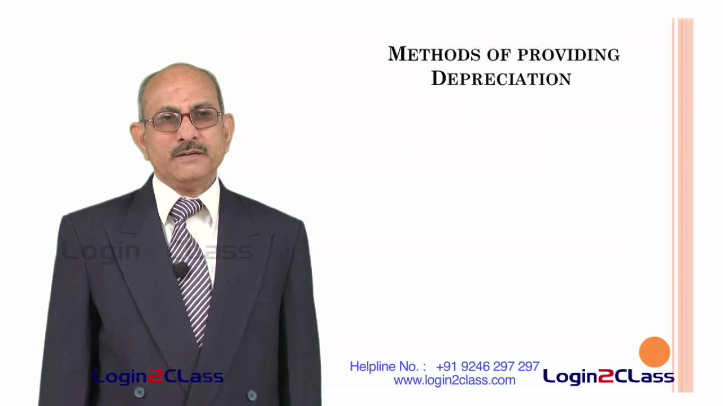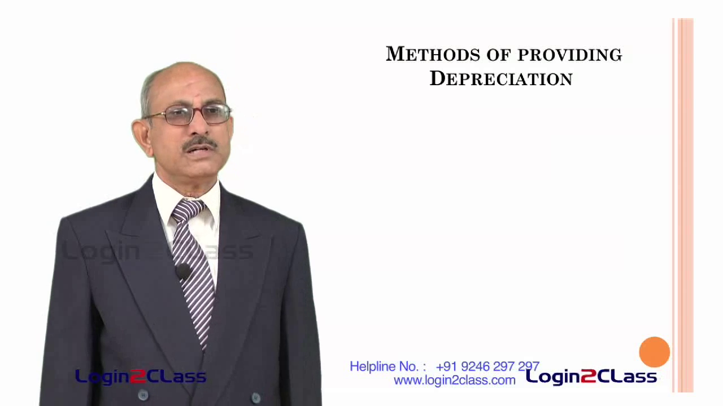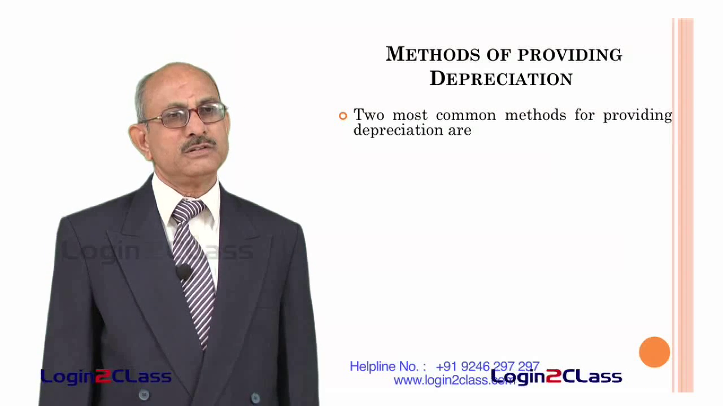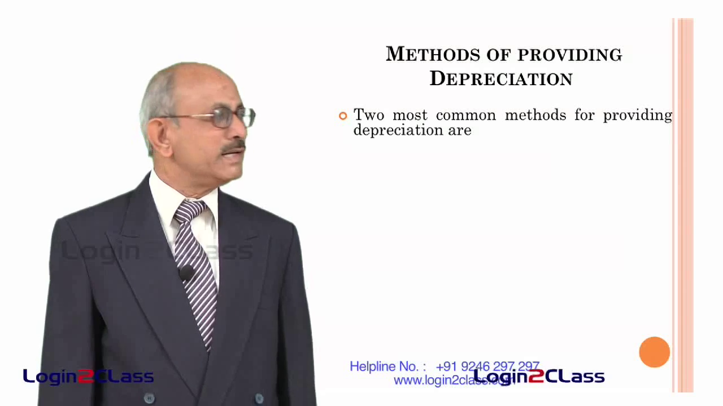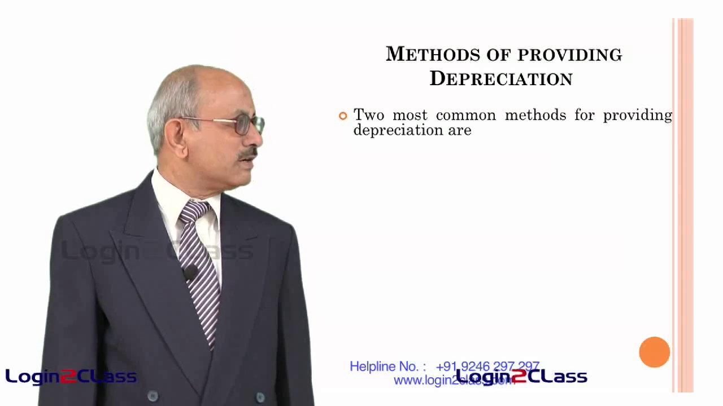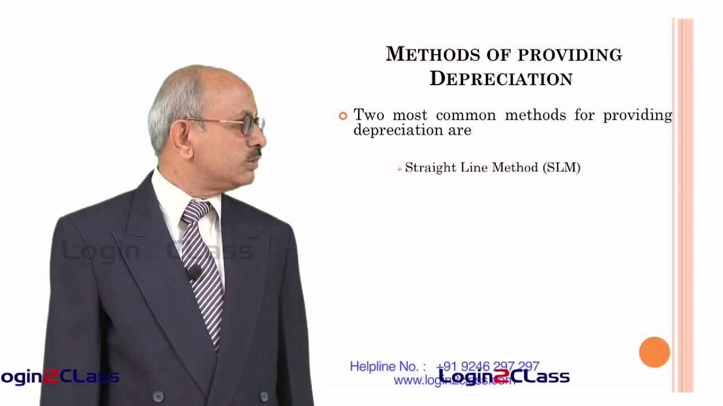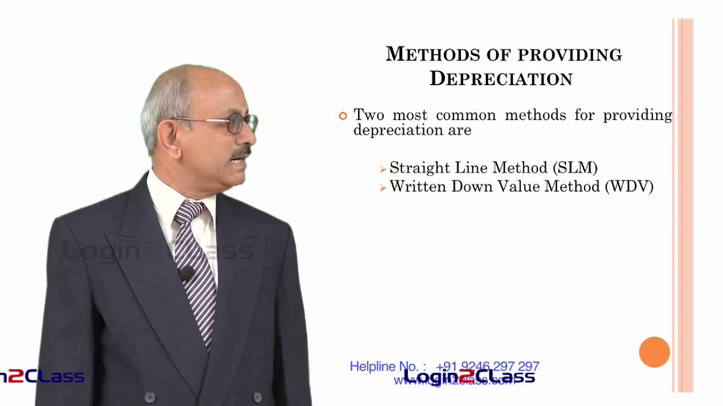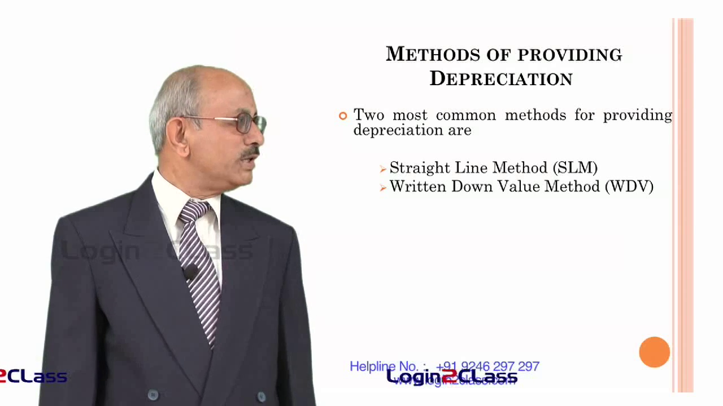And now we will come to the different methods of providing for depreciation. As we know, there are a number of methods which are used for calculating or providing for depreciation, and two of the common methods are known as the straight line method, also called the SLM, and the written down value method, also called the WDV method.